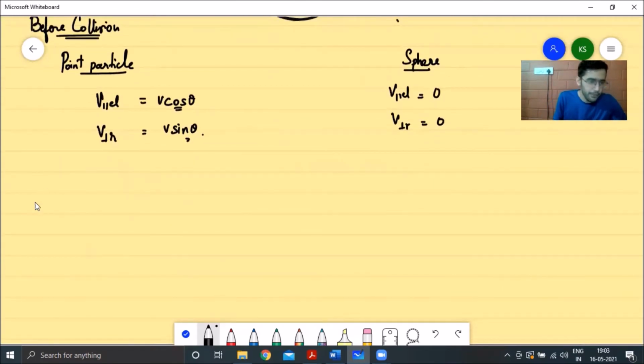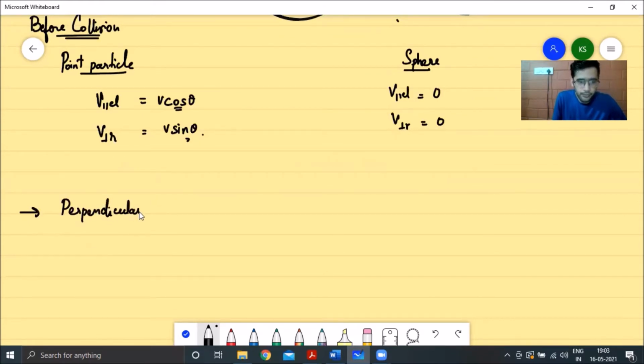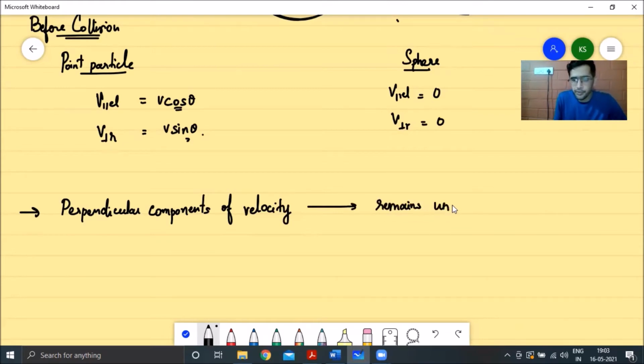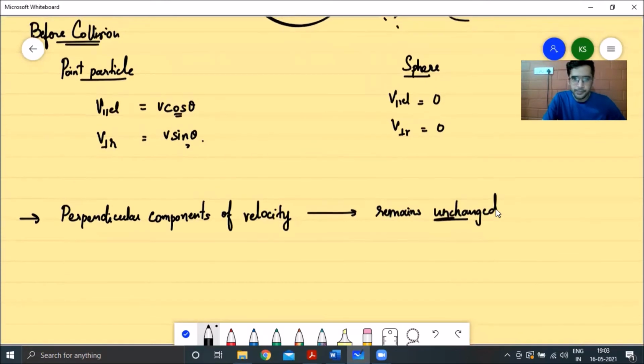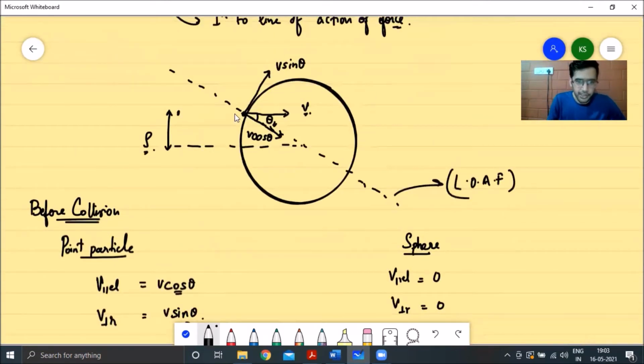And now the third step would be, let's take the perpendicular components of velocity. In this case, the perpendicular component of velocity for the particle was v sine theta, and for the sphere, it was 0. The perpendicular components of velocity in an oblique collision remain unchanged. So why will a perpendicular component of velocity remain the same before and after collision? If I only consider this component of velocity now, that is your perpendicular component of velocity, right?